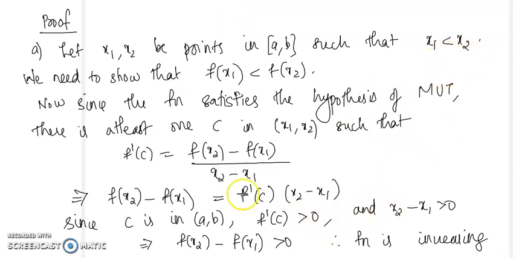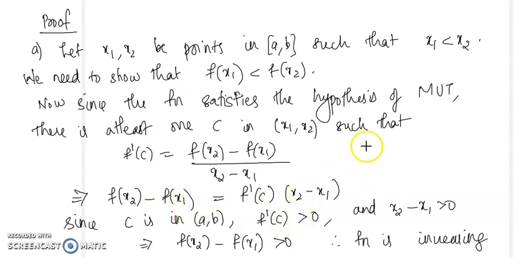So you start with all this. The only difference is you have f dash of C to be negative, since in part B the function has a negative derivative. So if this is negative, f of x2 minus f of x1 is going to be negative. So therefore f of x2 will be less than f of x1. So that is the condition for the function to be decreasing.